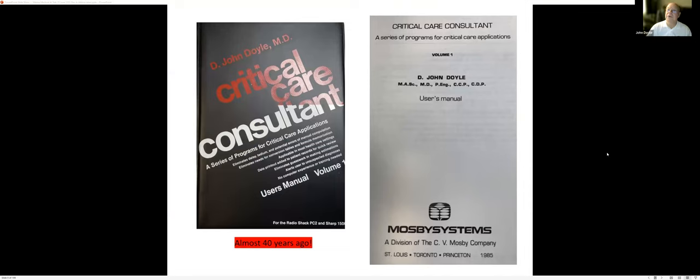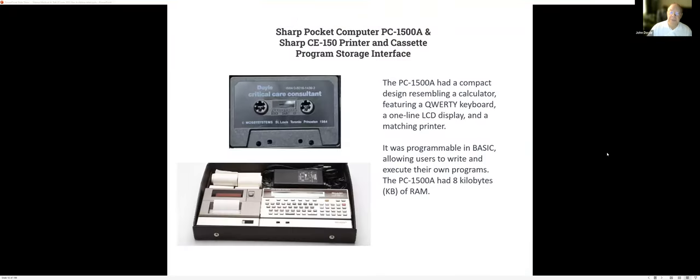Earlier than that, I wrote a series of programs for critical care applications that was published by Mosby Systems. This was in 1985, almost 40 years ago. And you can imagine things have moved along in 40 years. This was the computer that we used. It was a little handheld computer with a one-line LCD display and a matching printer, programmable in BASIC, and you could write your own programs. And of course, these programs were on cassette tape in those days, because floppy disks were hard to get. They came later with the development of the PC.